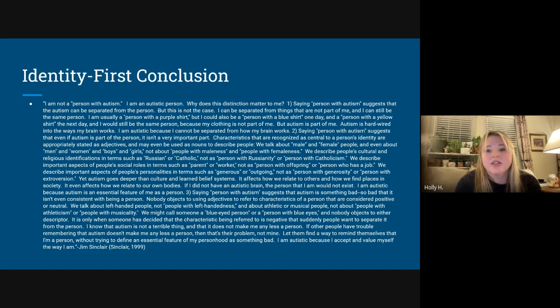Number 3, saying person with autism suggests that autism is something bad, so bad that it isn't even consistent with being a person. Nobody objects to using adjectives to refer to characteristics of a person that are considered positive or neutral. We talk about left-handed people, not people with left-handedness, or about athletic or musical people, not about people with athleticism or people with musicality. We might call someone a blue-eyed person or a person with blue eyes, and nobody objects to either descriptor.